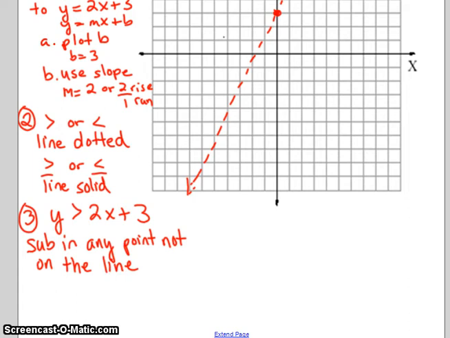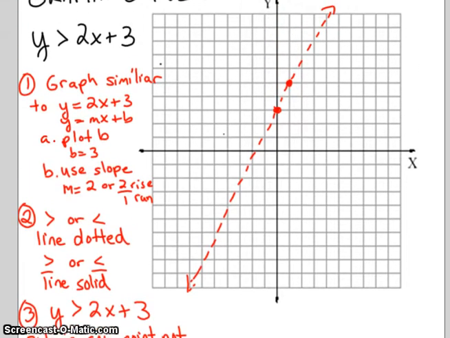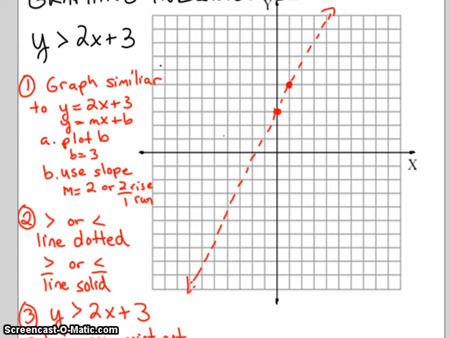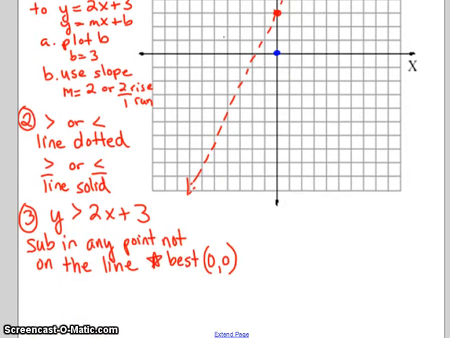Okay, any point not on the line. Alright? And the best to use is the origin, 0, 0. Alright, so we look at our graph. We're going to choose a point that's not on the line. Now the best to use is 0, 0. So if 0, 0 is not on our line, which in this case it isn't, we could use it. Okay? So let's sub in any point not on the line, and the best to use is 0, 0.